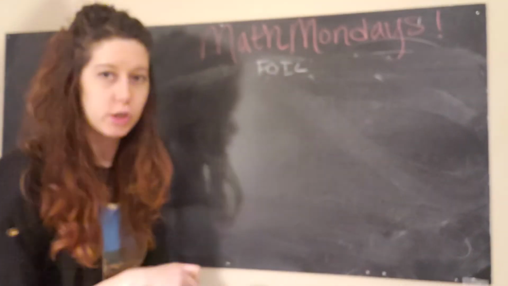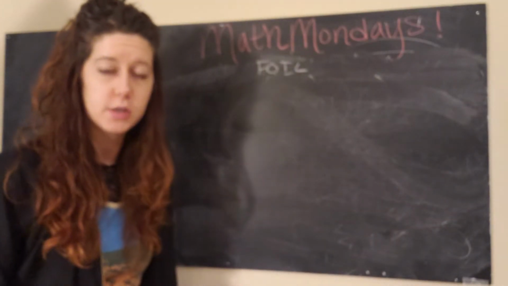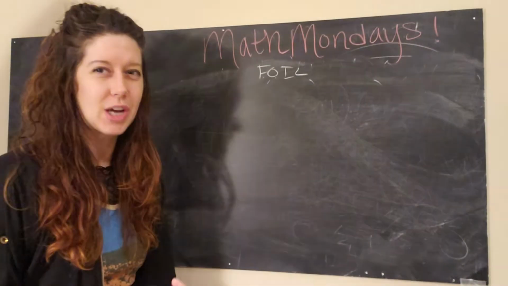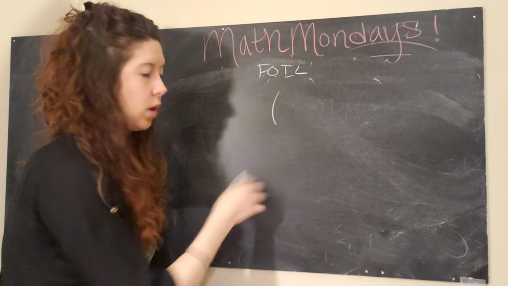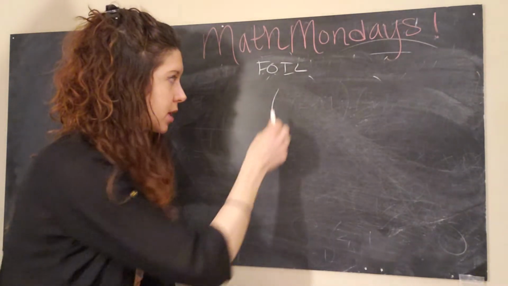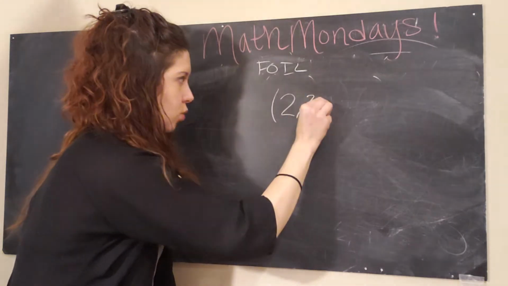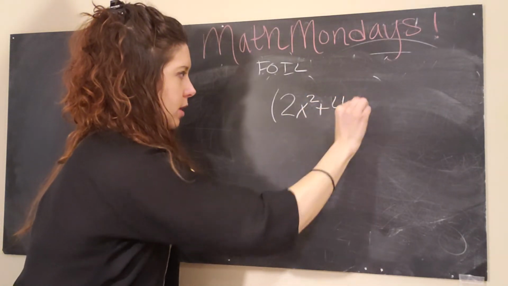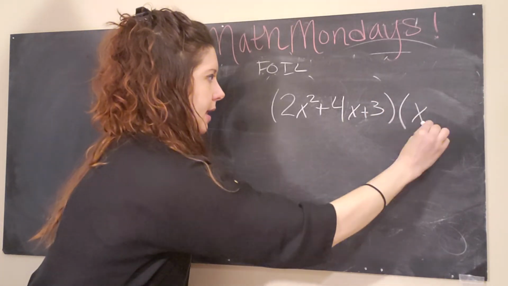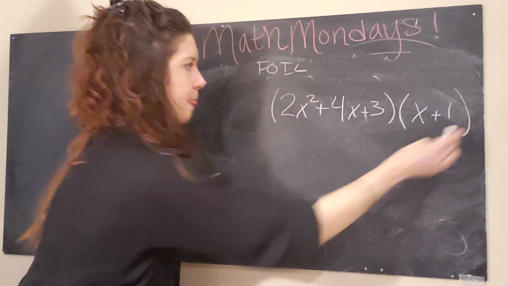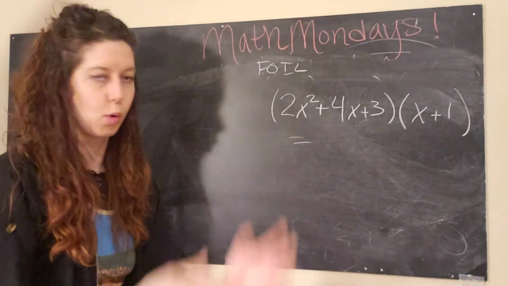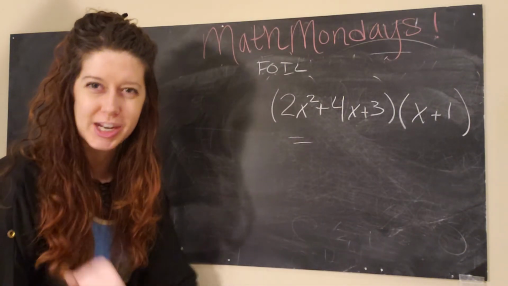So I have a challenge for you to wrap up this first part. Let me click on the video screen to make it less blurry. Okay, so your challenge is to multiply together and simplify this equation: 2x squared plus 4x plus 3 times x plus 1. Go ahead and multiply those together and let me know what you get.